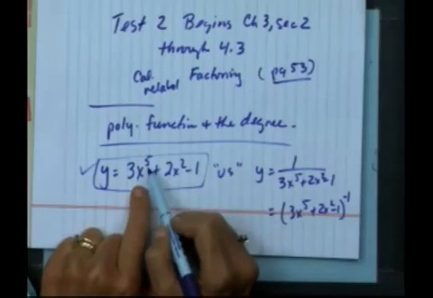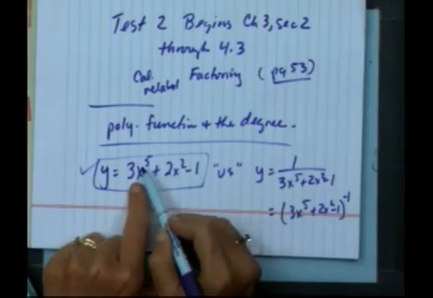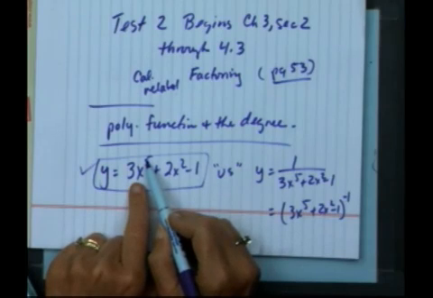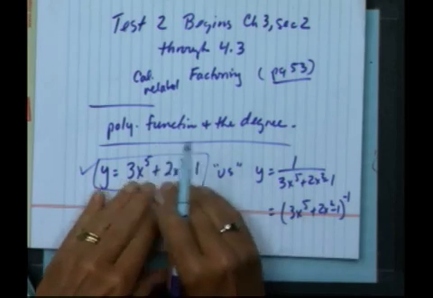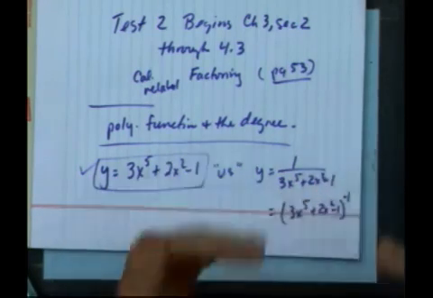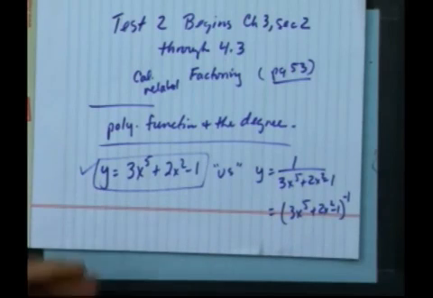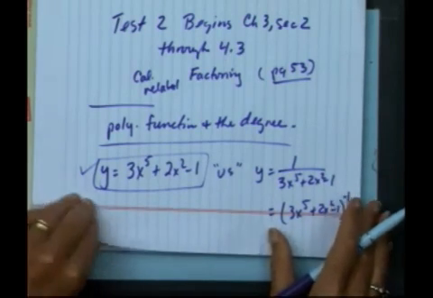All right, so a polynomial function is going to have positive integer exponents, and it has to be on what I call the baseline. You can't have 1 over, it can't be a square root or something like that. All right, let's try another question.